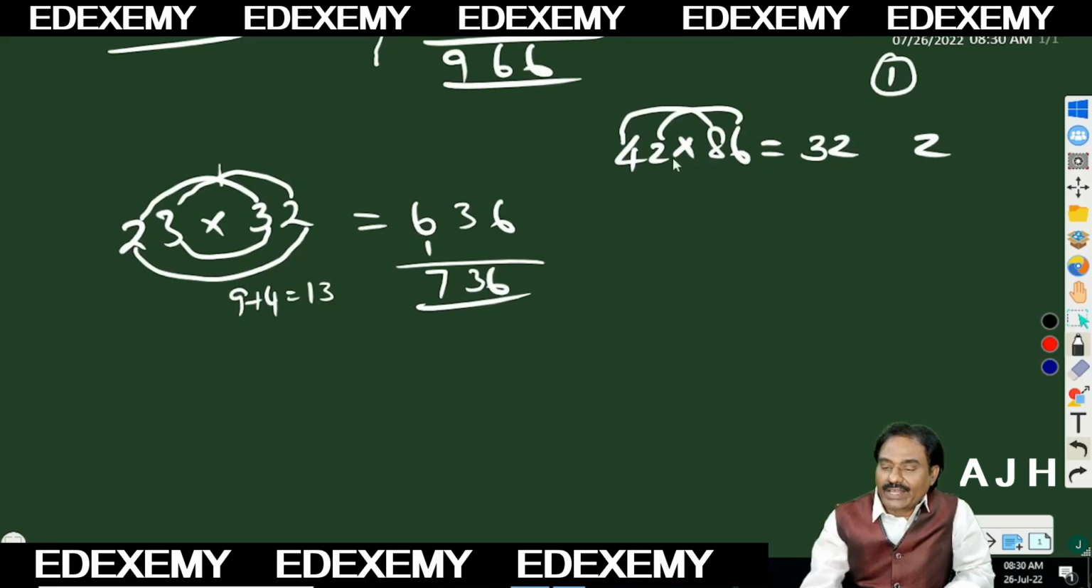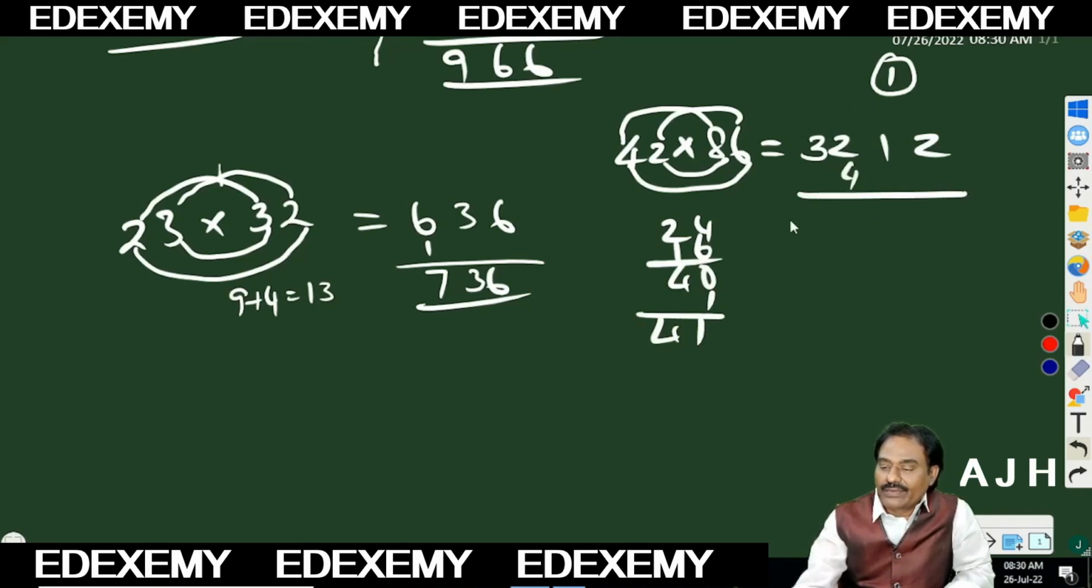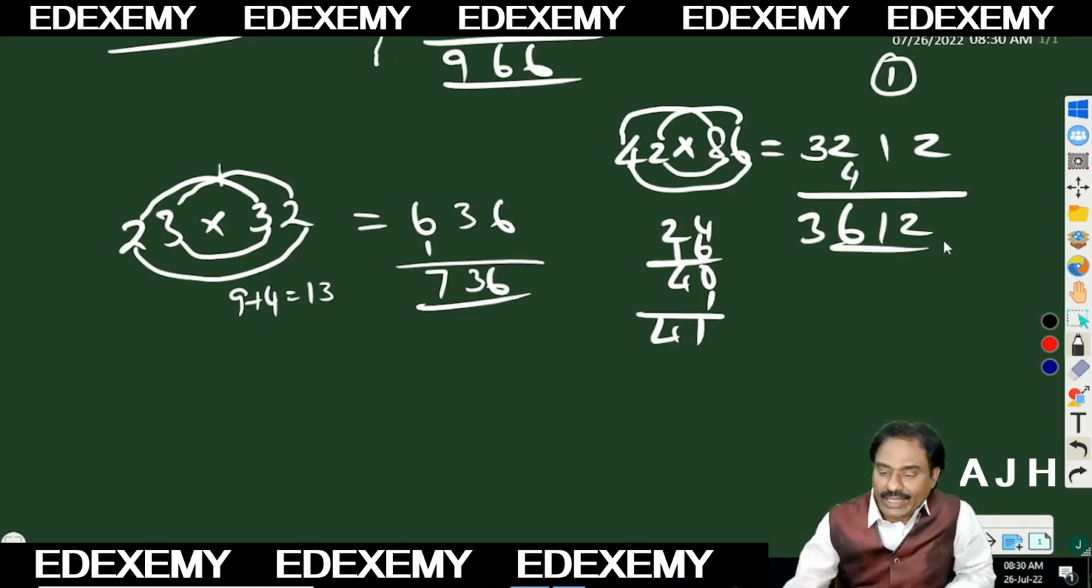This 1. Now what is the middle value? 4 into 6 is 24. 8 into 2 is 16. Therefore the value is 40. 40 plus 1 is equal to 41. Okay. You put 1 here and 4 you take. 32 plus 4 is 36. 3612 is the answer. Like this we can multiply any two numbers with any two numbers. That is the simple way.